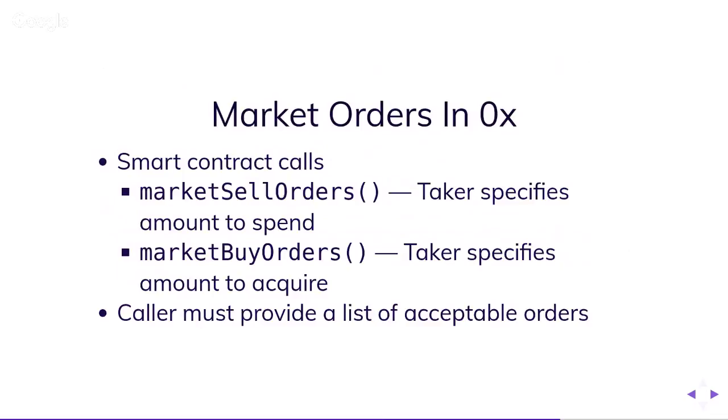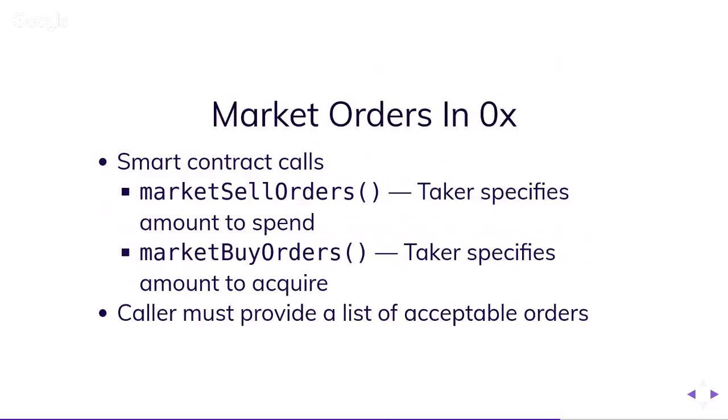So for this to work, the caller has to search a 0x order book like OpenRelay, and find a bunch of orders that they would consider acceptable. They can leave out orders where the fees are too high, or orders where the price is just out of a range they're willing to pay. So they can constrain, in some sense, the orders within which this might get filled, but then they submit all of those in a single Ethereum transaction to be filled.